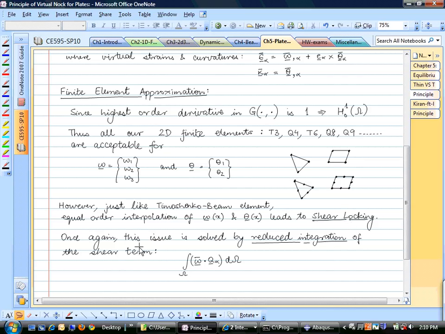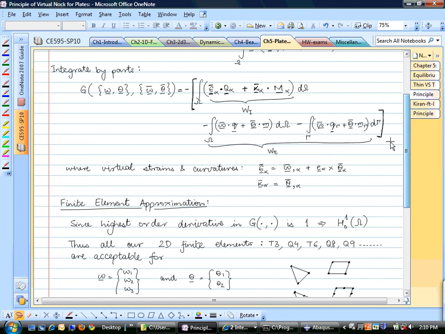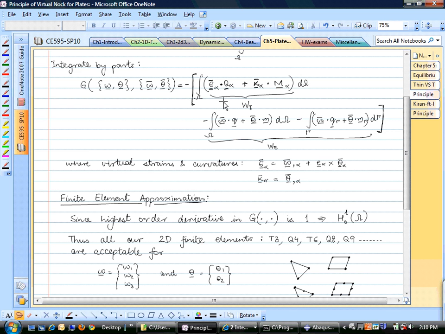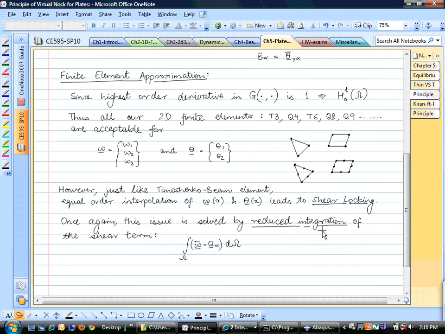And just like we solved the shear locking problem in Timoshenko beams, we'll use reduced integration to integrate the shear term. So the shear term is right here. This term is the shear term, and this term is the bending term. These are all applied forces. These are all applied forces on the boundary. So if you integrate the shear terms with a lower order quadrature with reduced integration, then that solves the problem of shear locking for plate elements.